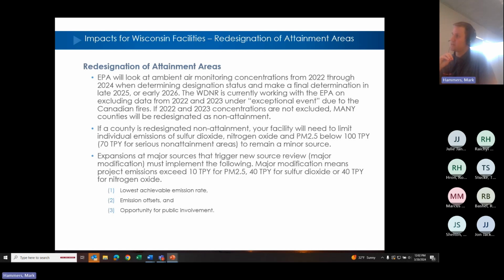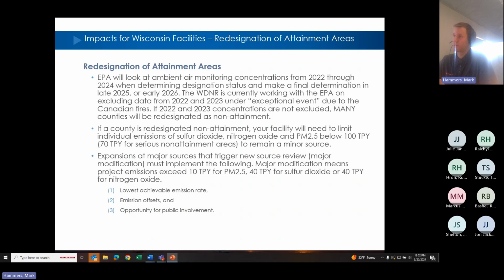We may see a few, specifically Milwaukee and Waukesha, redesignated as non-attainment in late 2025 or early 2026. Now, there is one caveat. We have been getting a lot of smoke from those Canadian fires up north. Wisconsin DNR is currently working with EPA to exclude that data under exceptional event. Because if DNR has to include that data, I think virtually every single county in Wisconsin is going to be non-attainment, which could have huge implications.